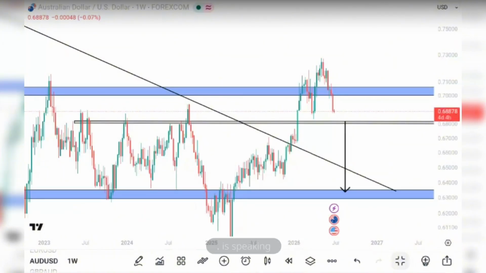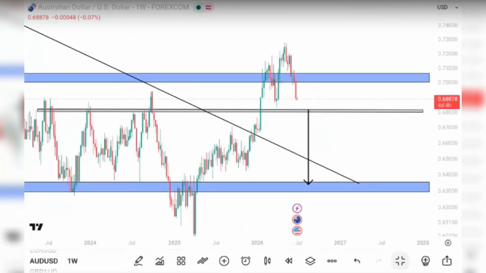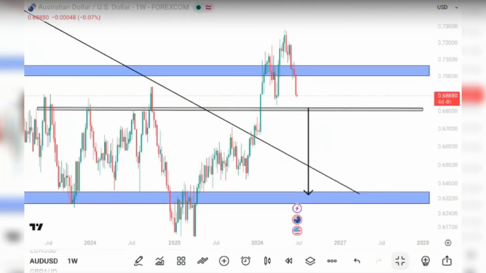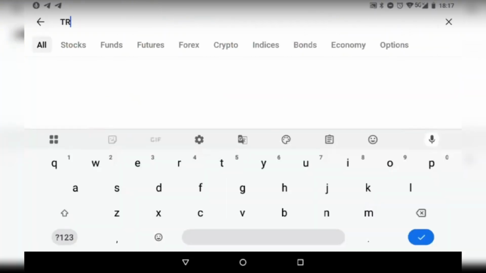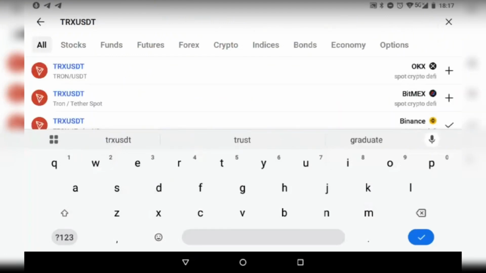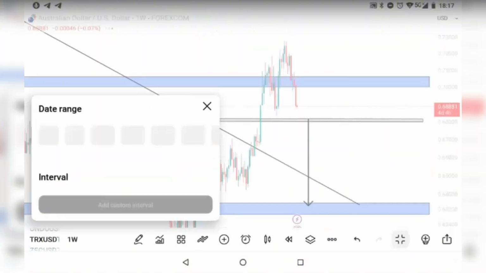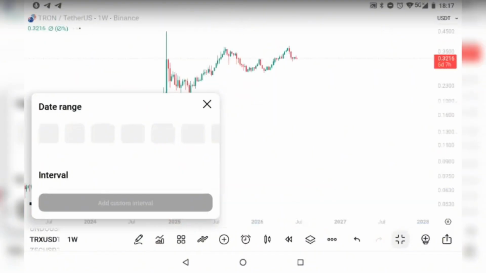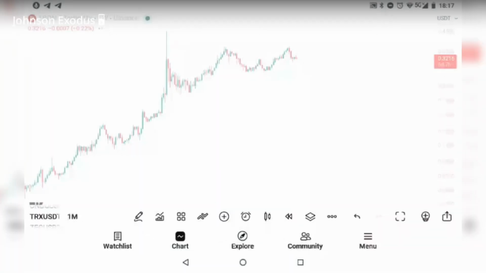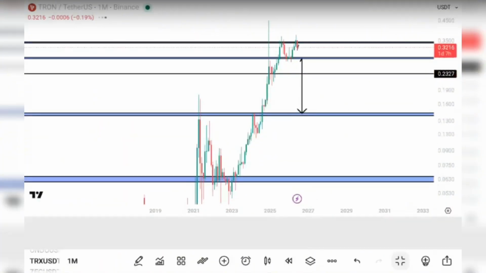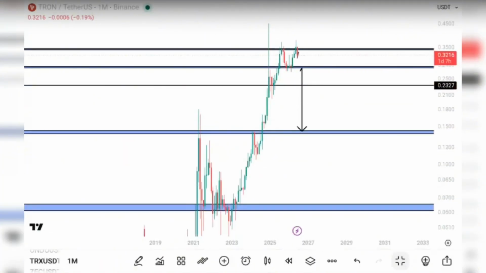So the next thing that we're going to be looking at, the next pair, is TRX USDT, which is Tron USDT, a crypto pair. Now let's check that. TRX USDT. So this is it. Let me go to the monthly time frame. Now, the reason why we're coming to this higher time frame is for nothing else but clarity. We're just coming here to be able to see what the overall picture looks like.